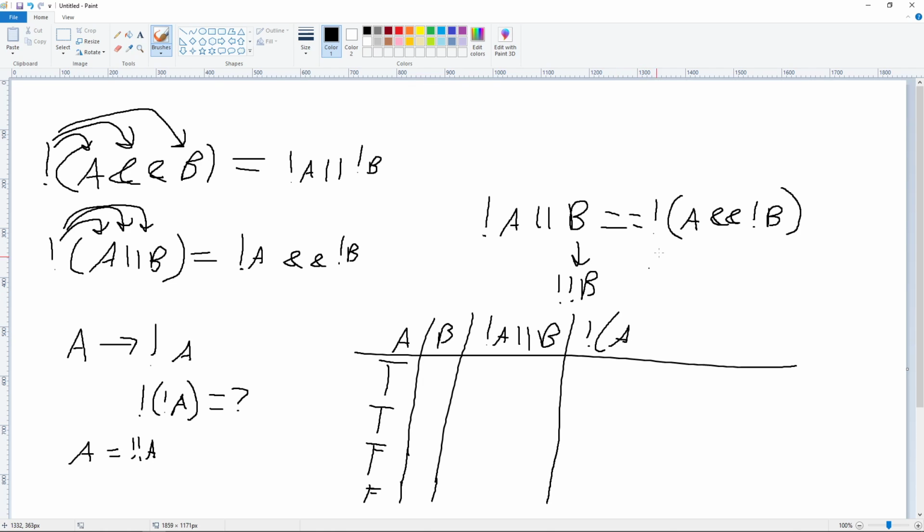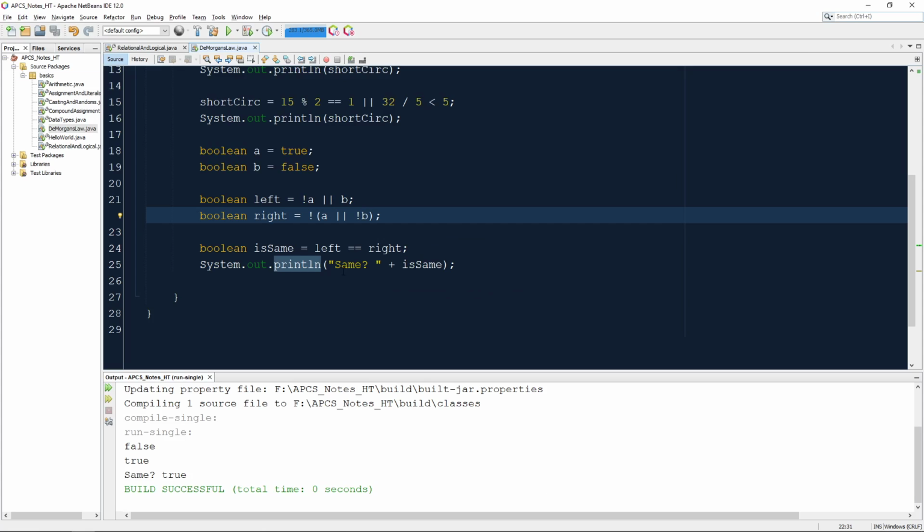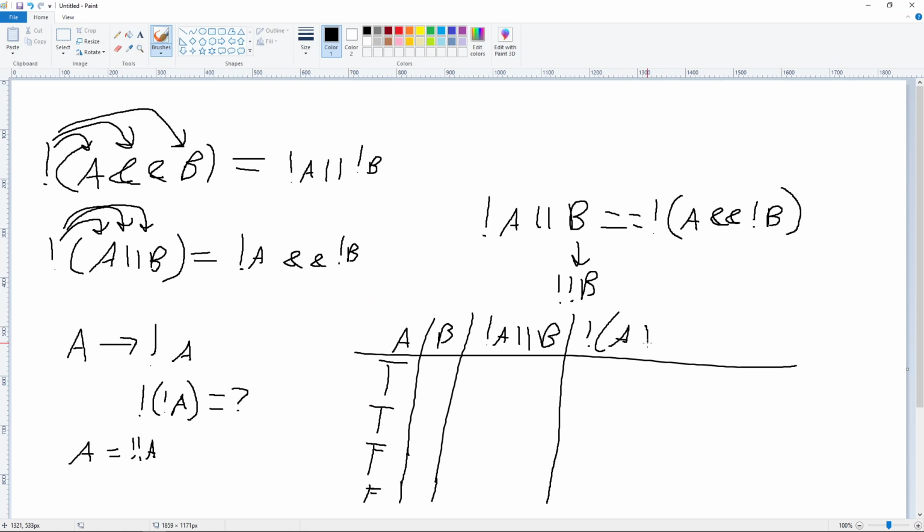And I'm actually not going to validate this one. I'm going to validate these two: not A or not B, so the negation of A, or not B. In this case, B can be true or it can be false, and in this case, it can be true or false. So those are the four possibilities.